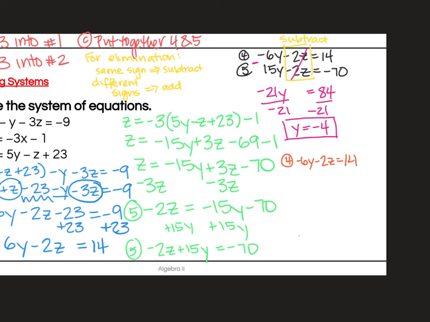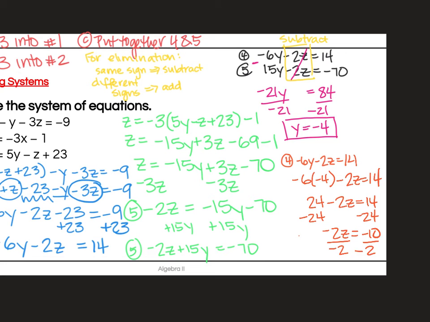All right, so then y is equal to negative 4. So it's going to be negative 6 times negative 4 minus 2z is equal to 14. Negative 6 times negative 4 is 24. Minus 2z is equal to 14. Going to subtract 24 from both sides. So negative 2z is equal to negative 10. Divide both sides by negative 2. So z is equal to 5.